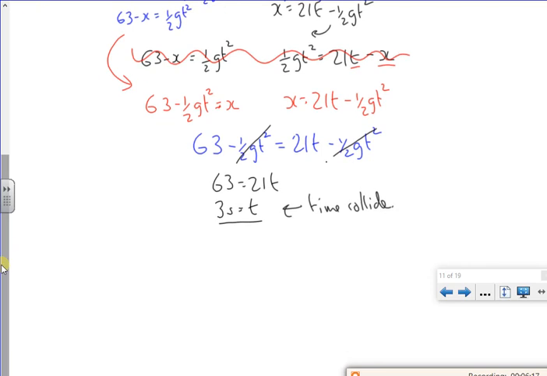So now if I sub it into x equals 21 lots of 3 minus a half, now I've got to leave it in terms of g, haven't I? g times 3 squared, that's a bit random. 63 minus 9 over 2 g. Now that's its distance, and that's from the bottom, so that's meters from the bottom.